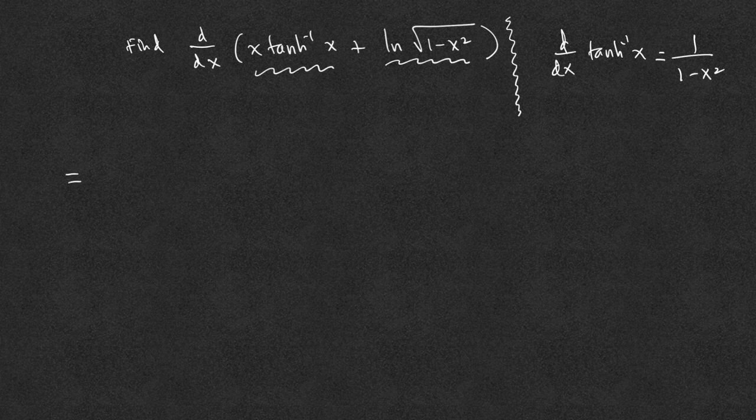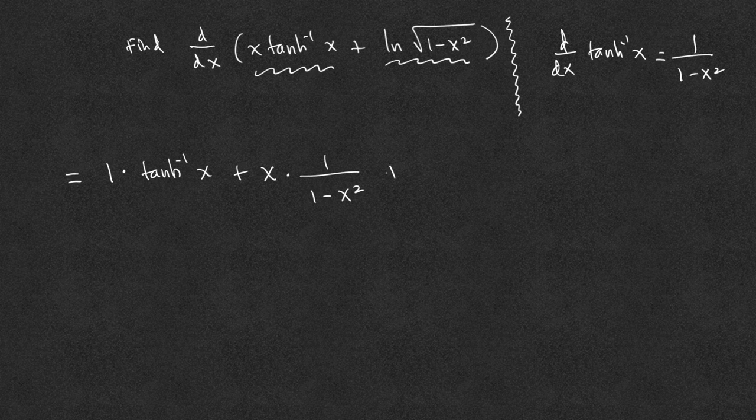The derivative of the first term using the product rule: the derivative of x is 1 times the second term. Leave the second term alone. Plus x times the derivative of the hyperbolic tangent inverse of x, which is 1 over 1 minus x squared. And we're done with the first term.